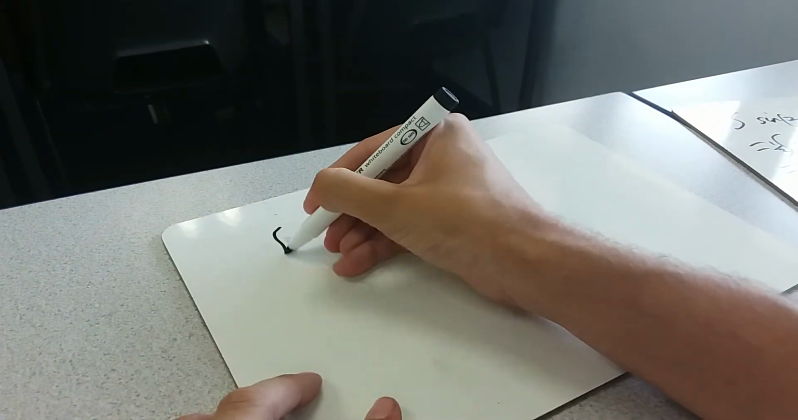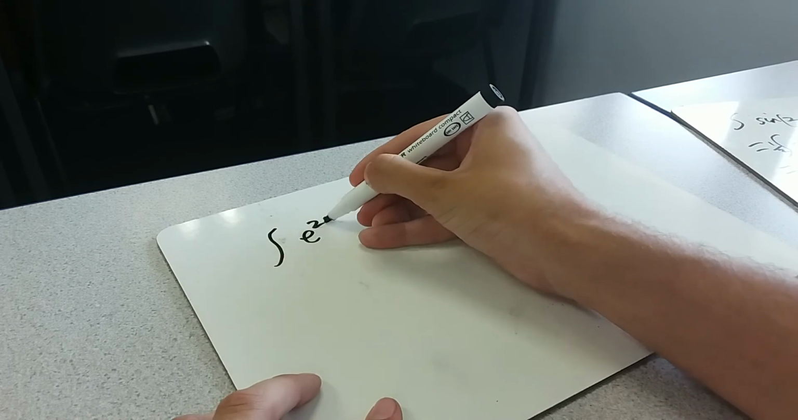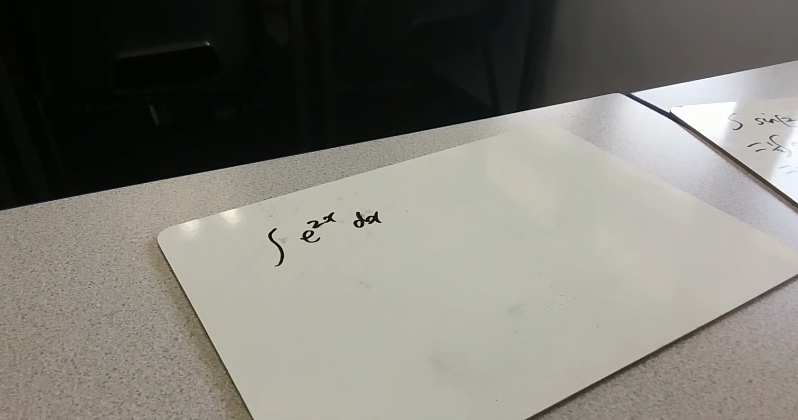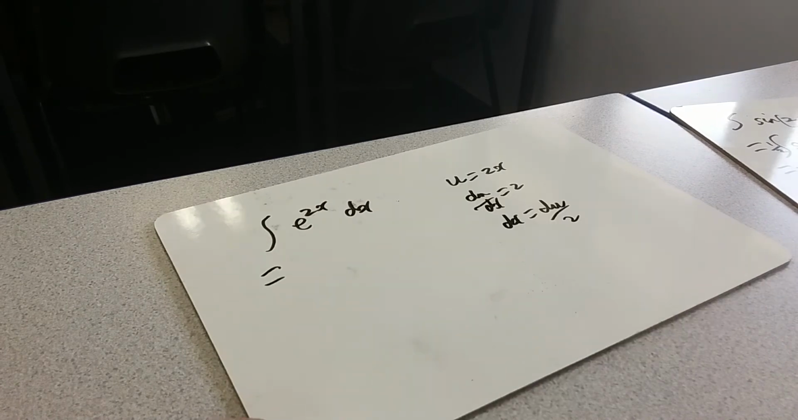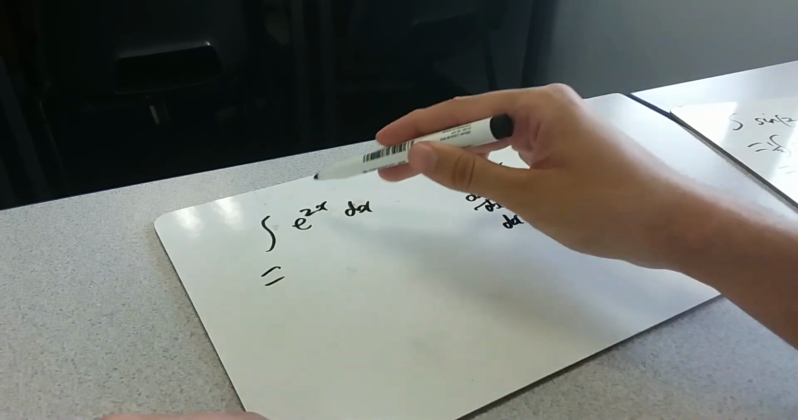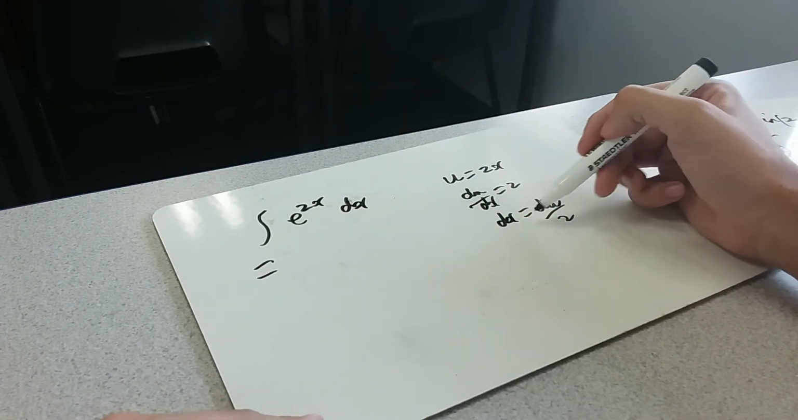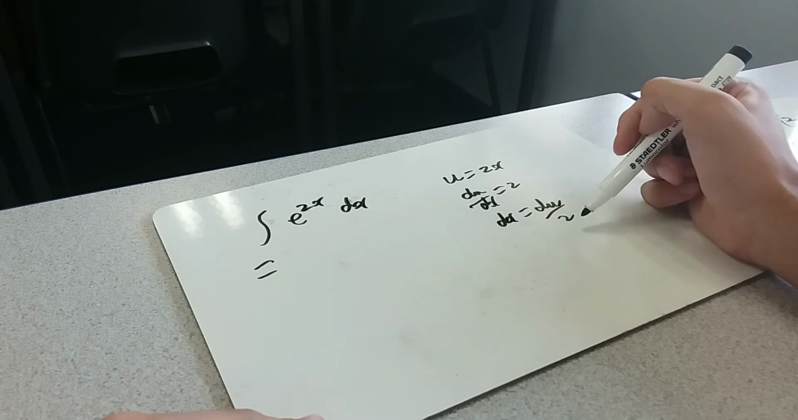Have a go at e to the 2x. Right. Pause the video and have a go. Right, so once again, I'm going to pick u equals the bit inside the function. So u equals 2x. Differentiating it up and doing the rearranging, we get dx is du over 2.